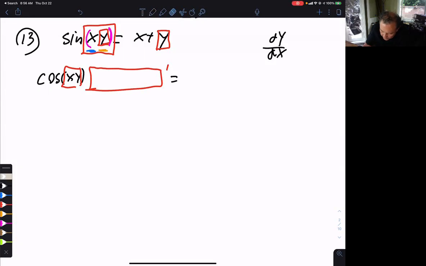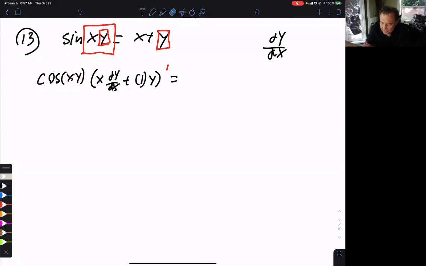So let me erase a lot of this riffraff here. So we need the derivative of box, which is this, and it's a product rule. So we leave the first alone, which is x, and we take the derivative of the second. But the derivative of y is just dy dx. That's how we define the derivative of y. Plus, we leave the second alone, take the derivative of the first, that's just 1. So that's the derivative of the left side.